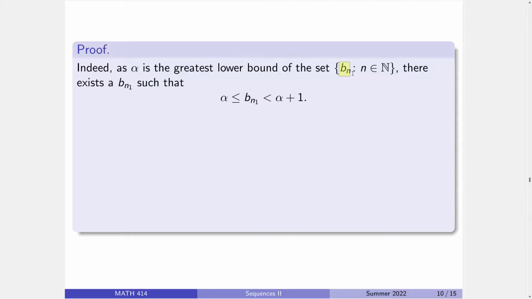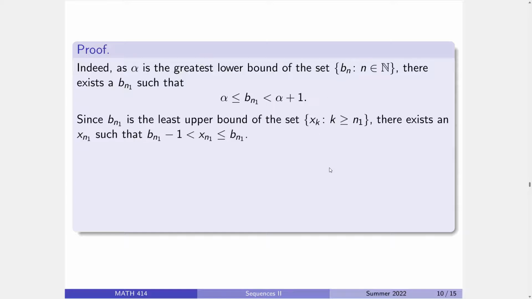The b sub n's are the supremums of the tails. So, this is the least upper bound of this set, so if I subtract 1 off of it, this can't be an upper bound, because this one over here is the least. So there's something from the set that lives between it. So note, I have an inf, so I added 1 to pick up an element. This is a sup, so I subtract 1 from it to pick up something out of my sequence.